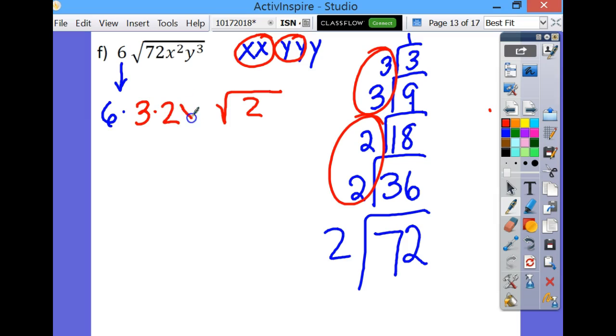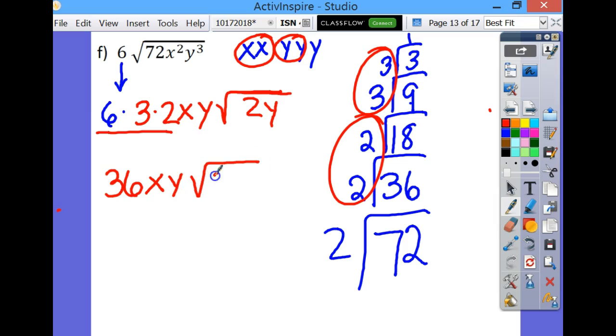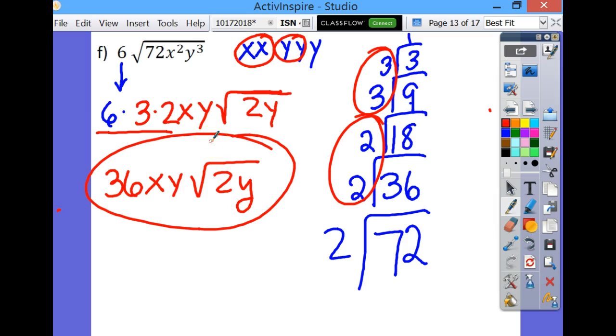I have a pair of x's and a pair of y's, and the y that's left over has to stay underneath the radical sign. To clean this up a little bit, I multiply those together. That would be 36xy. This doesn't look very simplified, but that is called the simplified answer.